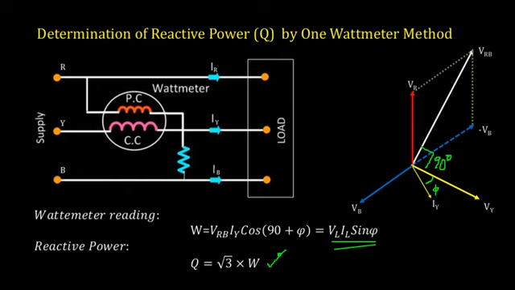So these are the different methods by which you can measure power in a three-phase AC system. We have gone through the 2 wattmeter method, 3 wattmeter method and single wattmeter method, for 3-phase 3-wire as well as 3-phase 4-wire systems. Hope you have understood it. Thank you.